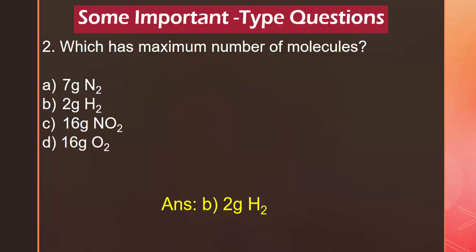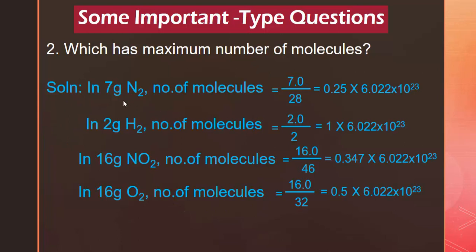Now let's see how this is. Now let's calculate for each one. So in 7 grams of nitrogen, the number of moles will be 7 divided by its molecular mass, 28. So that means 0.25. And to calculate the number of molecules, you have to multiply 0.25 into Avogadro number, 6.022 into 10 to the power 23. Let us not go to the complete simplification. Let us keep at this stage and compare all the 4.